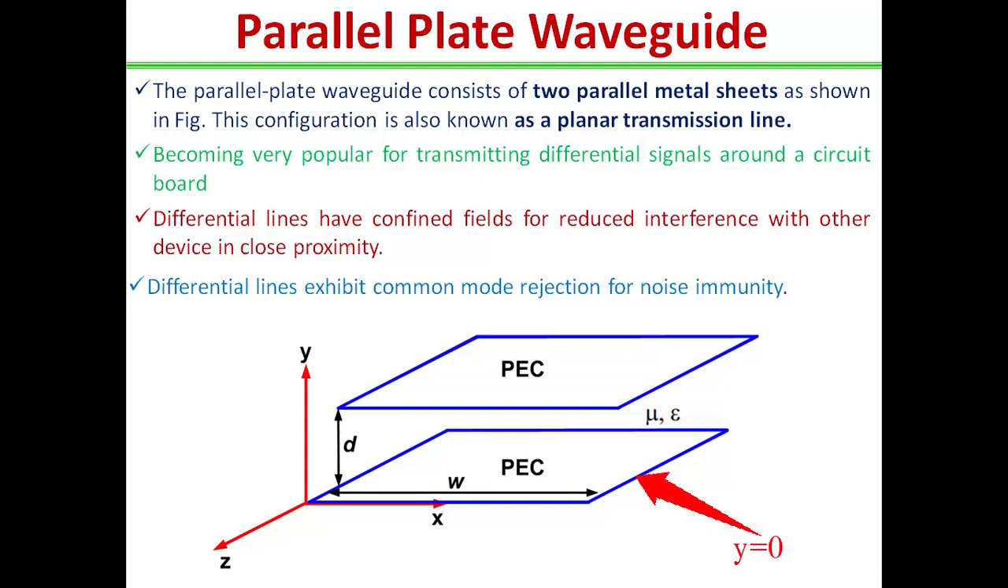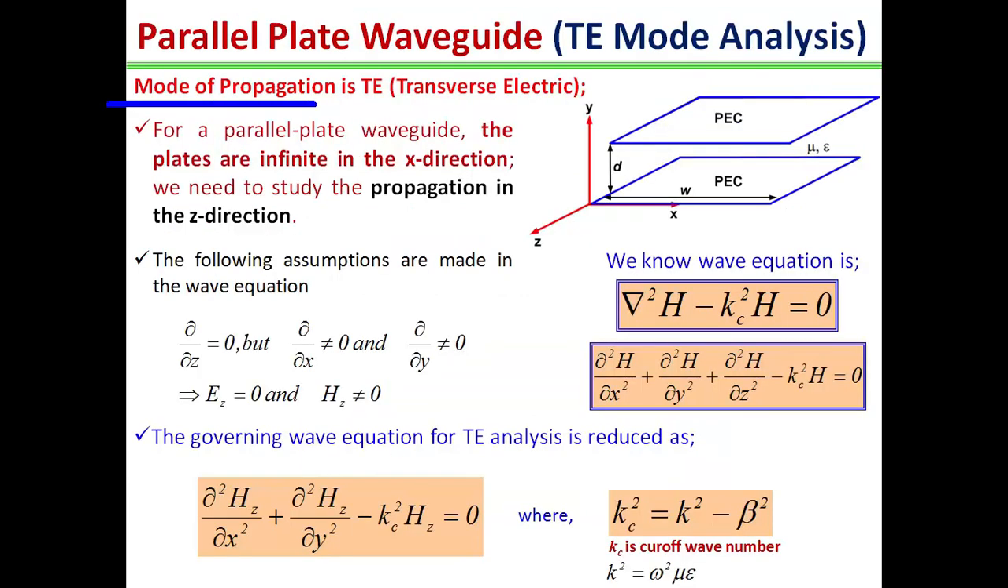Here two conducting plates are placed at y equal to 0 and y equal to d, and within these conducting plates a material is filled having permeability mu and permittivity epsilon. In this video, we will analyze the parallel plate waveguide for TE mode, that is transverse electric mode. Transverse means the field is always perpendicular to the propagation direction. Here the parallel plate waveguide is considered infinite in the x direction and we need to study the propagation of wave in the z direction.